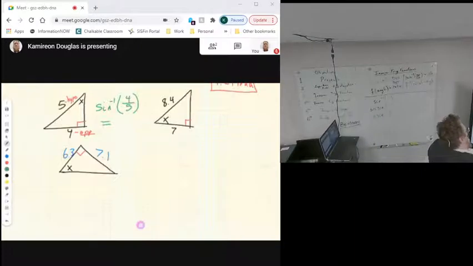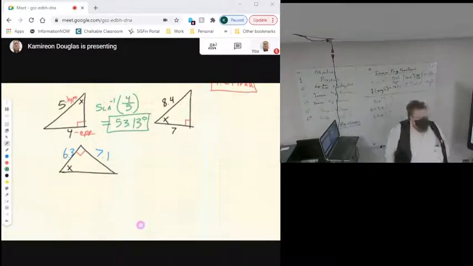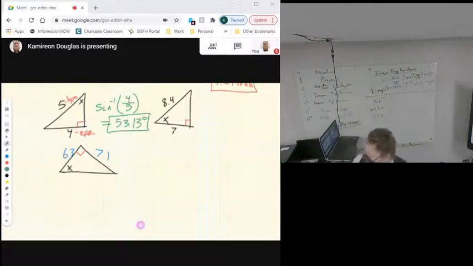53.13 degrees. So this angle, that missing angle x, is 53.13 degrees. So again, the common first approach is identify the sides you have, so you can identify which trig function will work, and then which version of the trig function do you want to use. Because both options are now available to you.